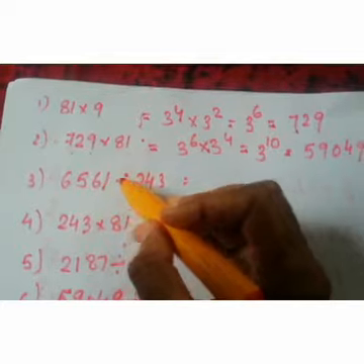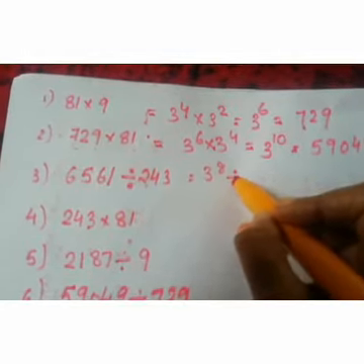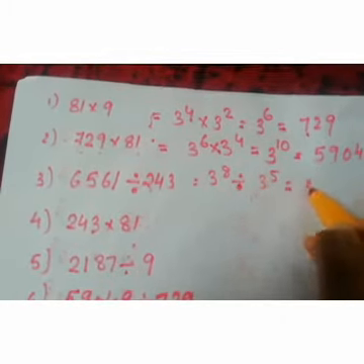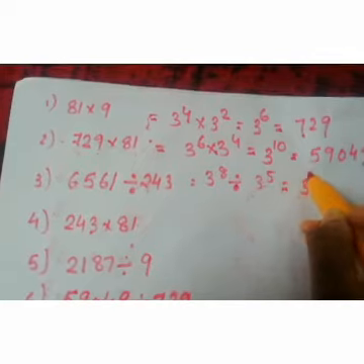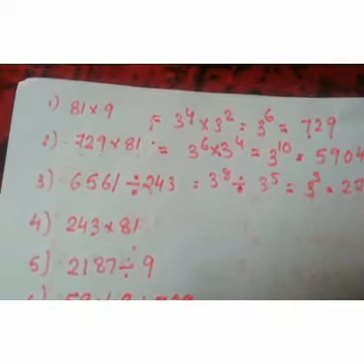Next, 6561 is 3 raised to 8, divided by 243, which is 3 raised to 5. When we divide these two, we get 3 raised to 3, which is equal to 27.